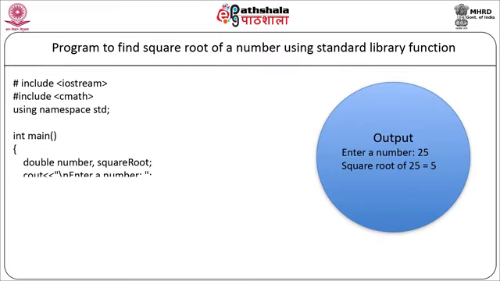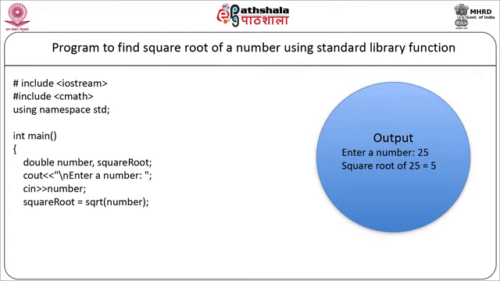We will take the input from the user as cout, enter a number. We will take the number as cin number. Now we will give a call to a function as square root equal to sqrt in bracket number semicolon. Now here sqrt is a built-in standard library function which is defined inside the file cmath.